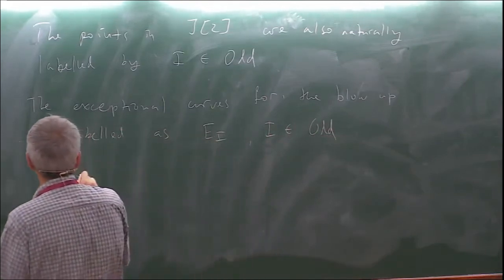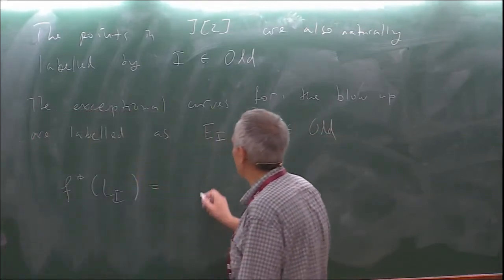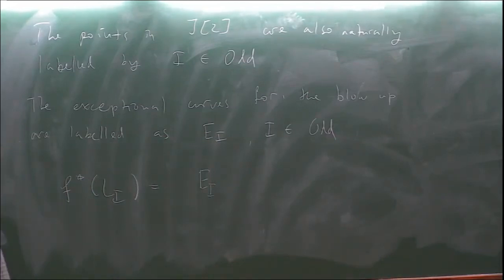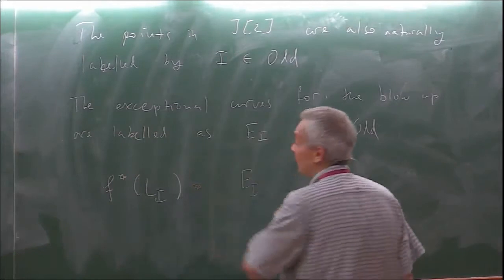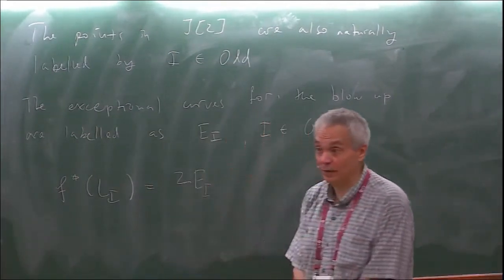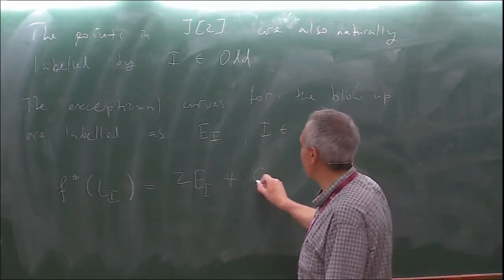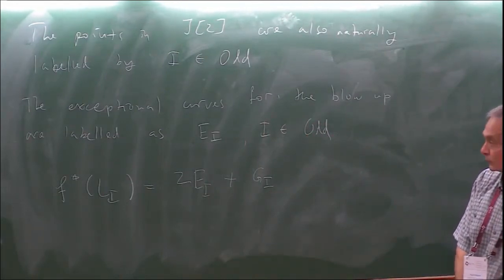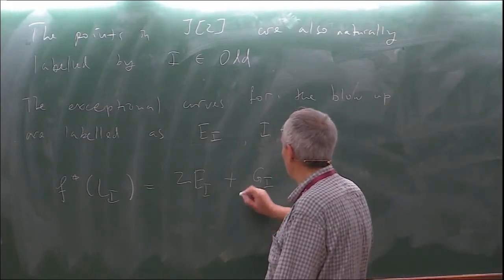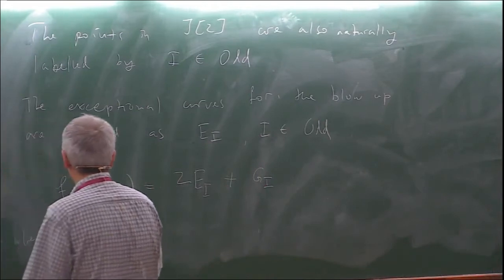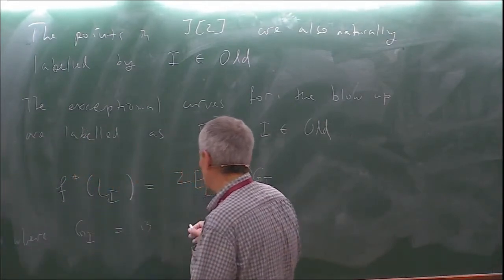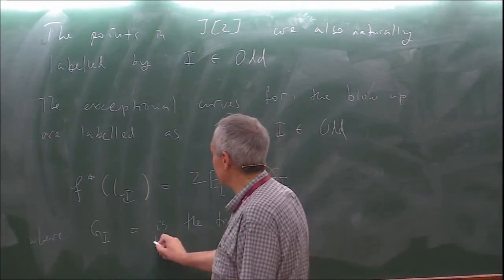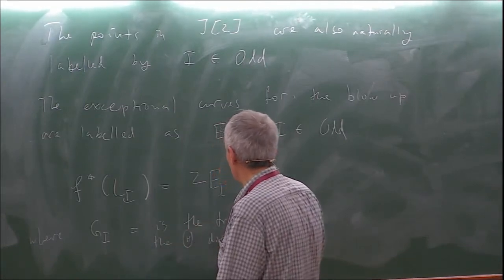And it turns out that F upper star of L_i is, in fact, this map F from Y to X is branched over each line. E_i is the ramification divisor, so the preimage of L_i is twice E_i. And then there is one other component of degree 2 over each line. This guy, so let me say what this is. G_i is the translate of the theta divisor by the point of order 2.